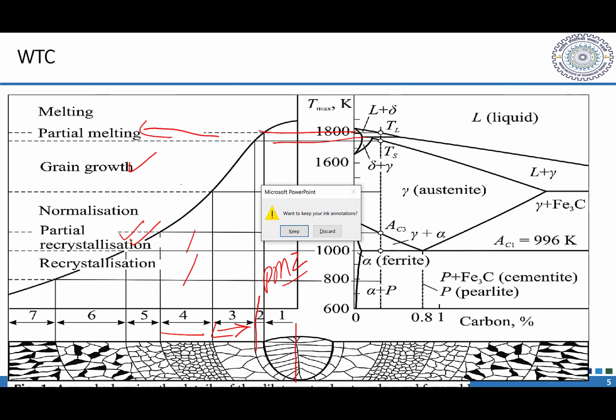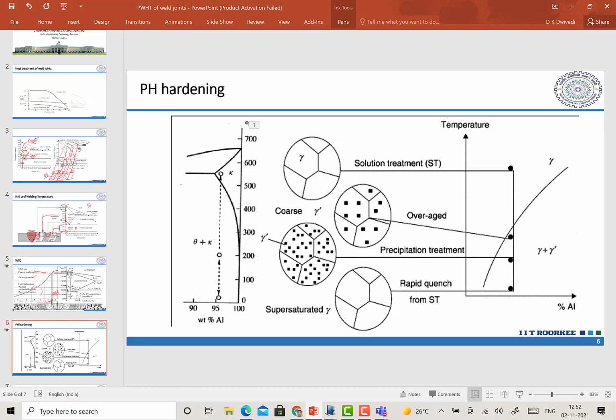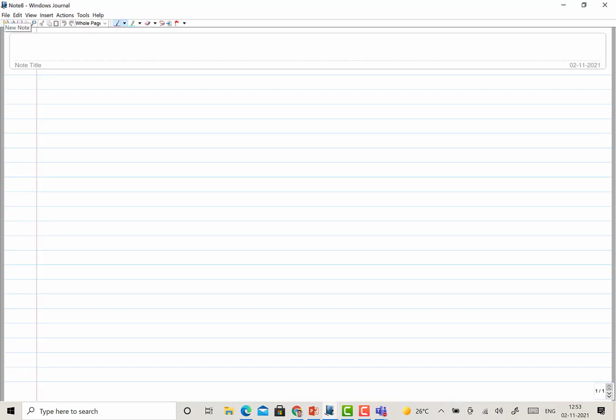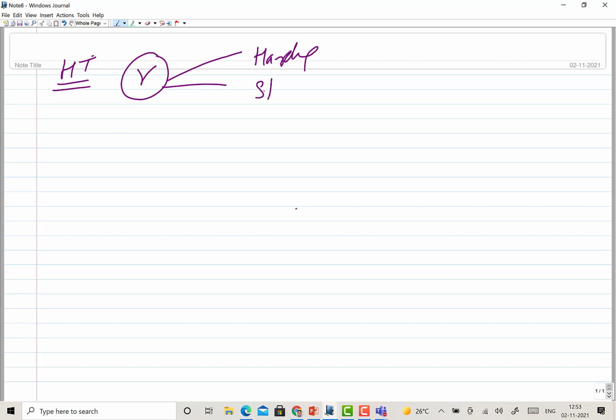Okay, my goal is not to talk about all this. I have already talked about the HAZ. My purpose of talking about all these things was because we have to talk about the heat treatment. So what are the requirements of the heat treatment in steels? You have to have the homogeneous austenite. That is the first requirement. Based on the kind of phases that you want, for hardening purpose, for strengthening purpose, or for softening purpose, you have to use different heat treatments.